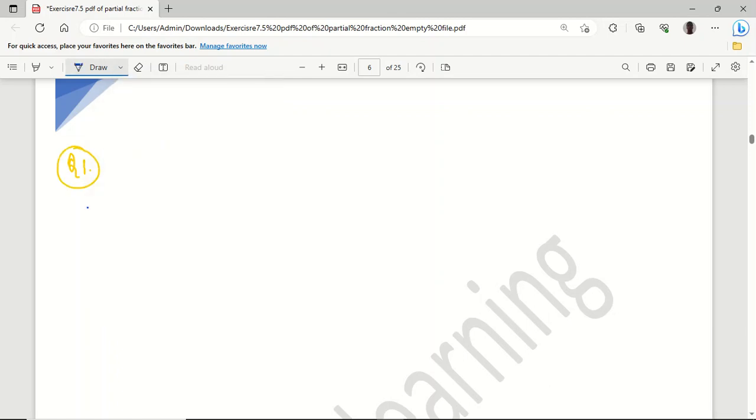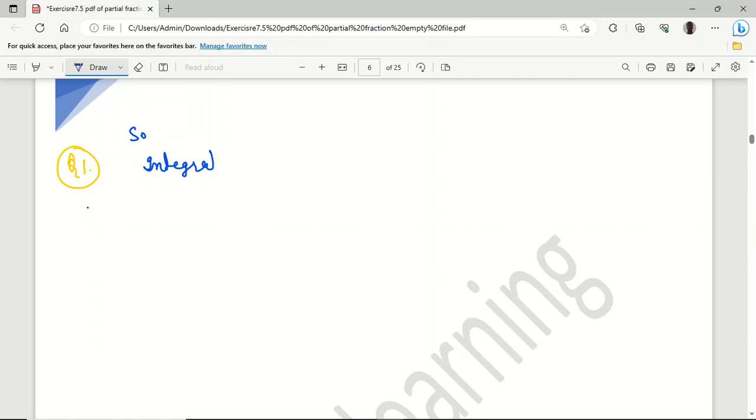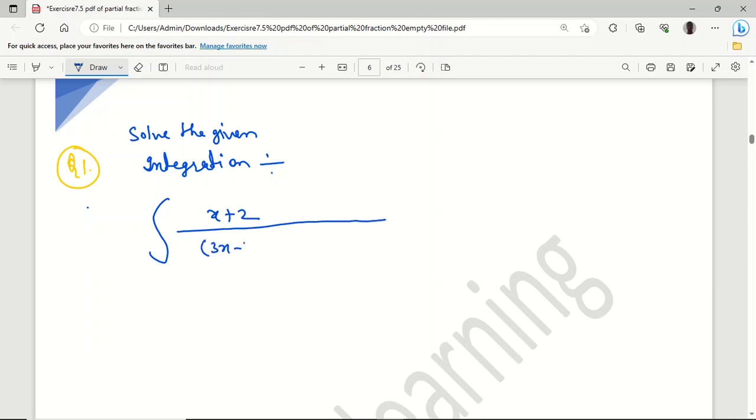One question will solve the integration of x plus 2 upon 3x minus 1 into 4 minus 2x, dx.